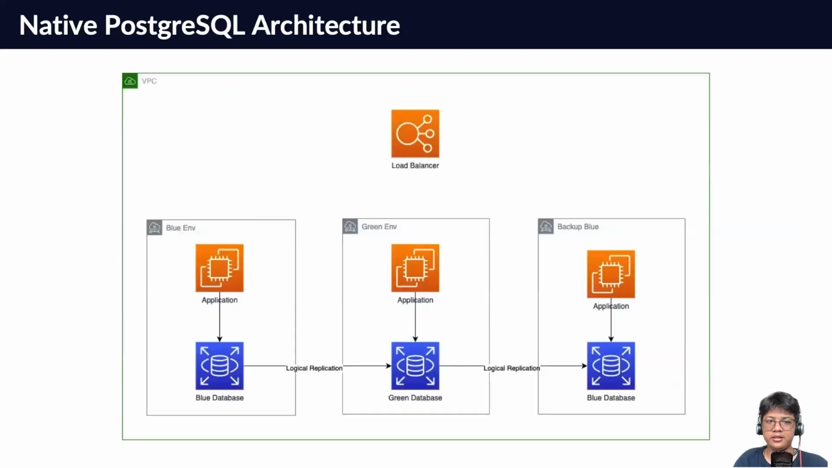So this is the native PostgreSQL architecture for the blue-green deployment. We'll have a blue environment, and we'll use logical replication to replicate into the green database, but we'll have a backup database with the same version as the blue one. For example, the blue one is running on PostgreSQL 10, the green one on PostgreSQL 14, and the backup of the blue one will run on PostgreSQL 10.